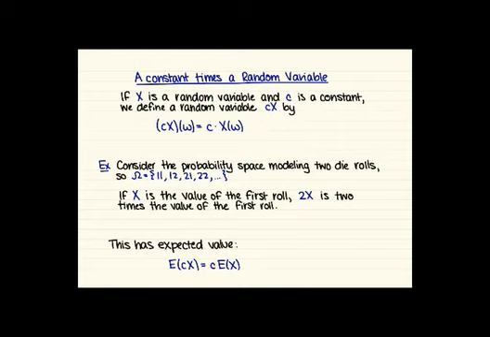Similarly, we can also take a random variable and take a constant times that random variable and define that by taking that constant times the numbers that the random variable outputs. So for example, if x is the value of the first roll, then 2 times x is the random variable we get by taking 2 times the value of the first roll. The expected value also works out nicely here, where the expected value of cx is equal to c times the expected value of x. So you can compute the expected value of x and use that to find the expected value of c times x.